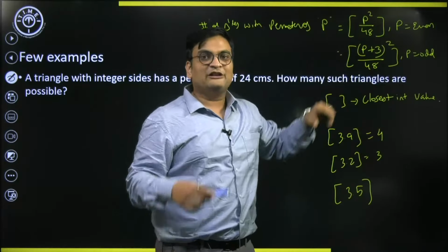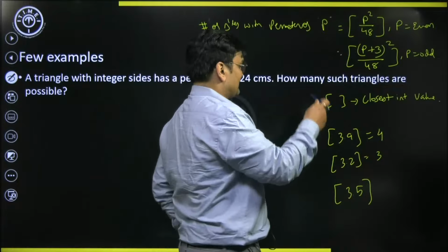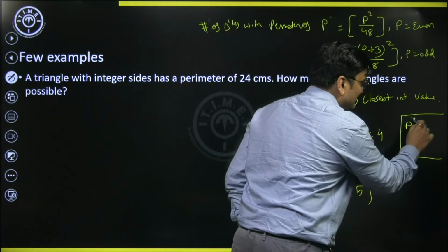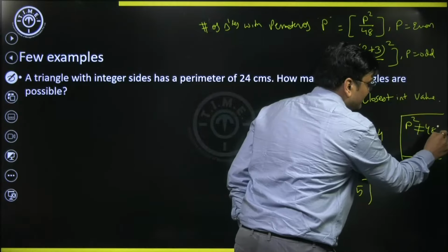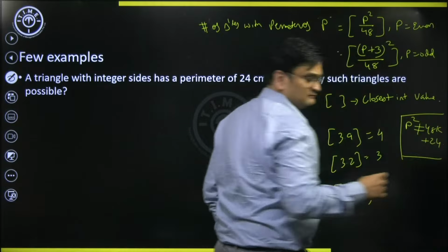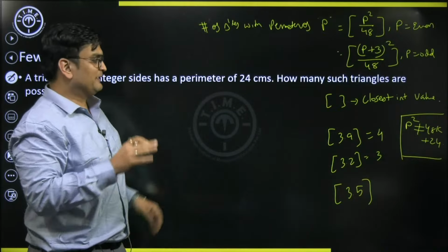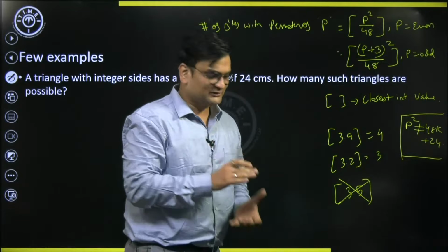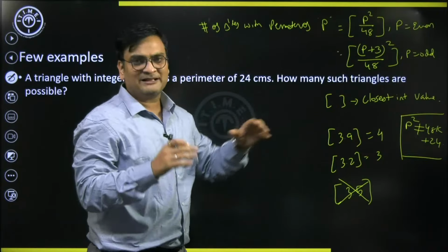P square will not be of the form... I'll not explain this more than this. I'll try to restrict myself to this. No, P square will not be of the form 48k plus 24. That is not possible, and thus you'll never get a case like this. So don't bother in case some of you had this doubt. So the square bracket is the closest integer.